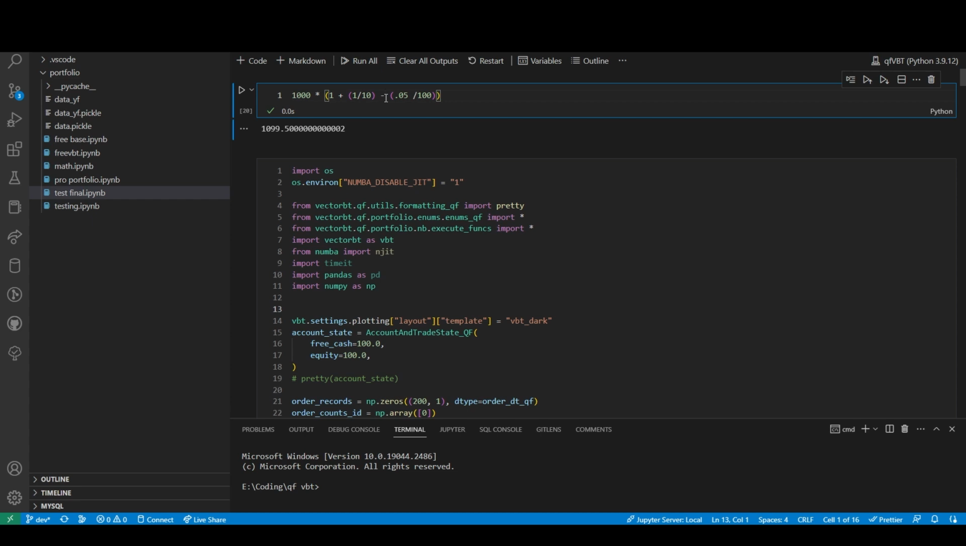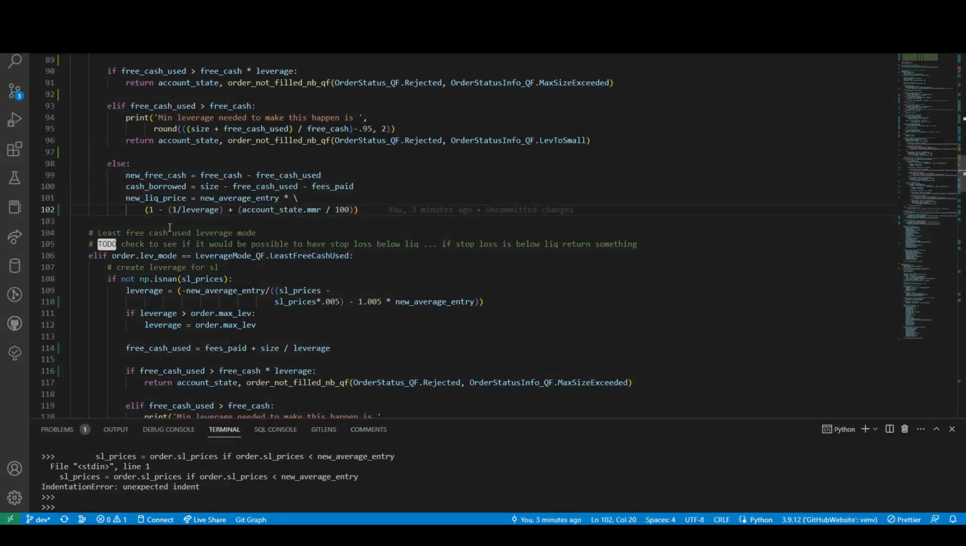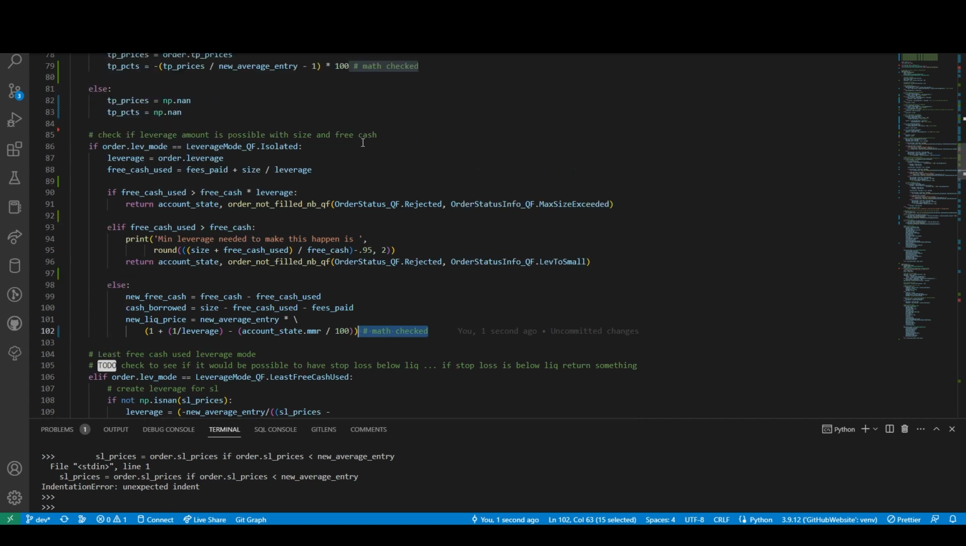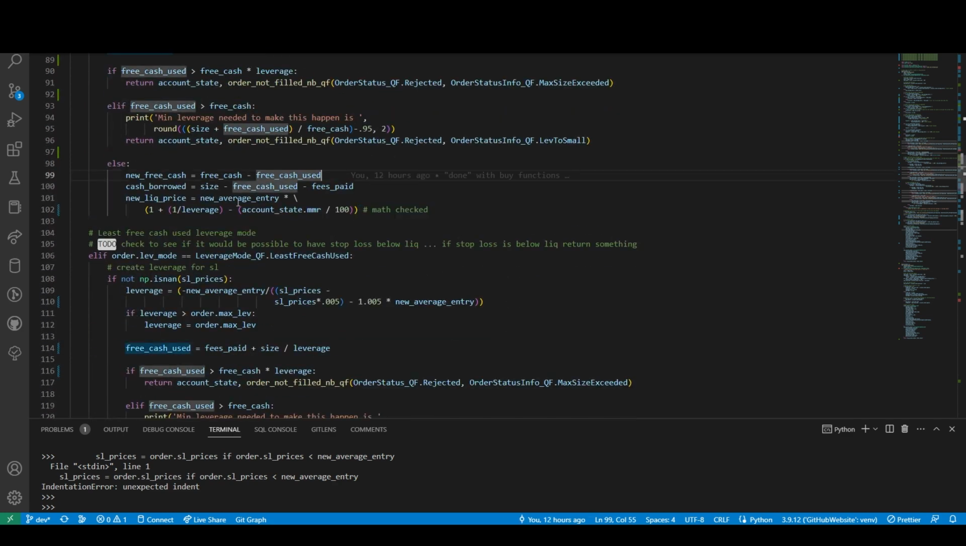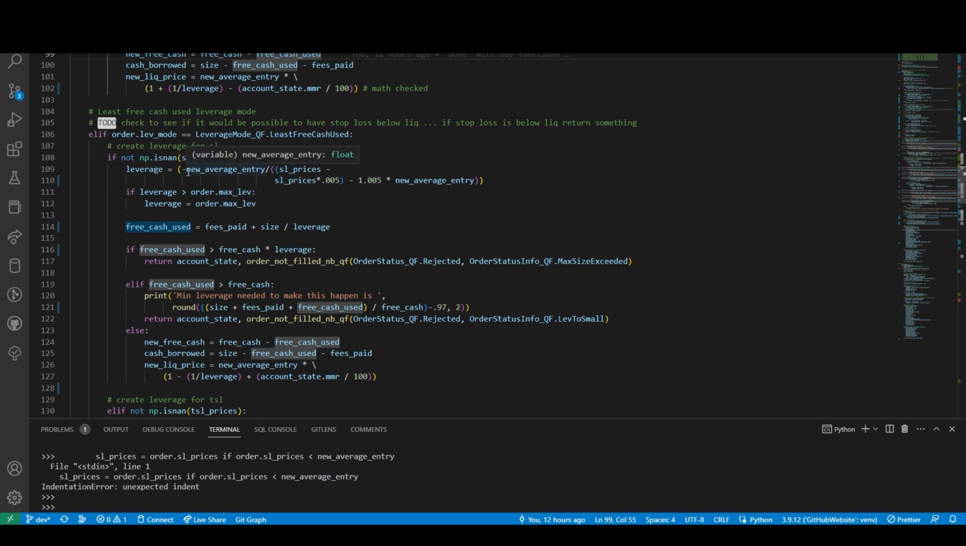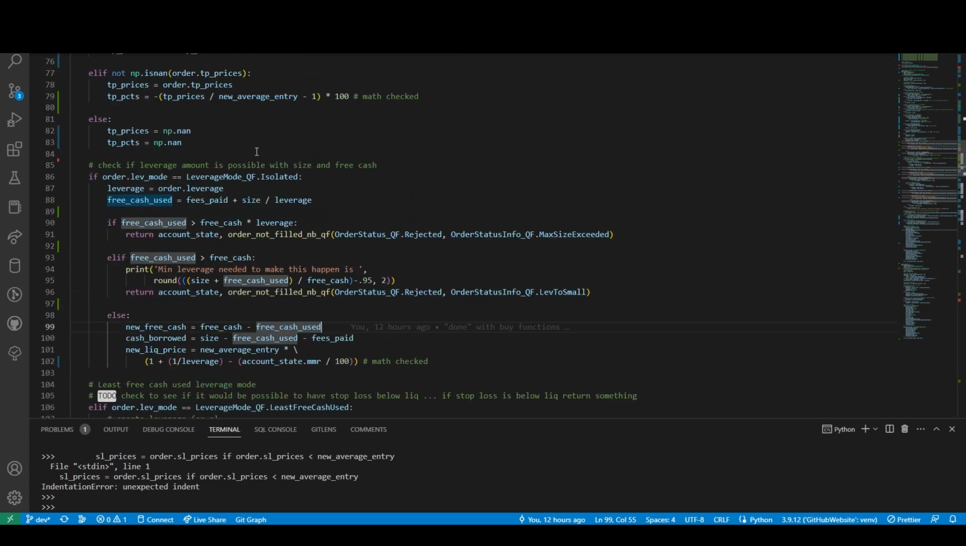All right. Okay. So let's change this up here. Plus minus. So that works. So this is the math checked here. I mean, this doesn't need to be checked. So this is plus minus. Okay. Leverage. I don't think that these things need to be checked, right? Because this has nothing to do with price or anything. This is free cash. Okay.